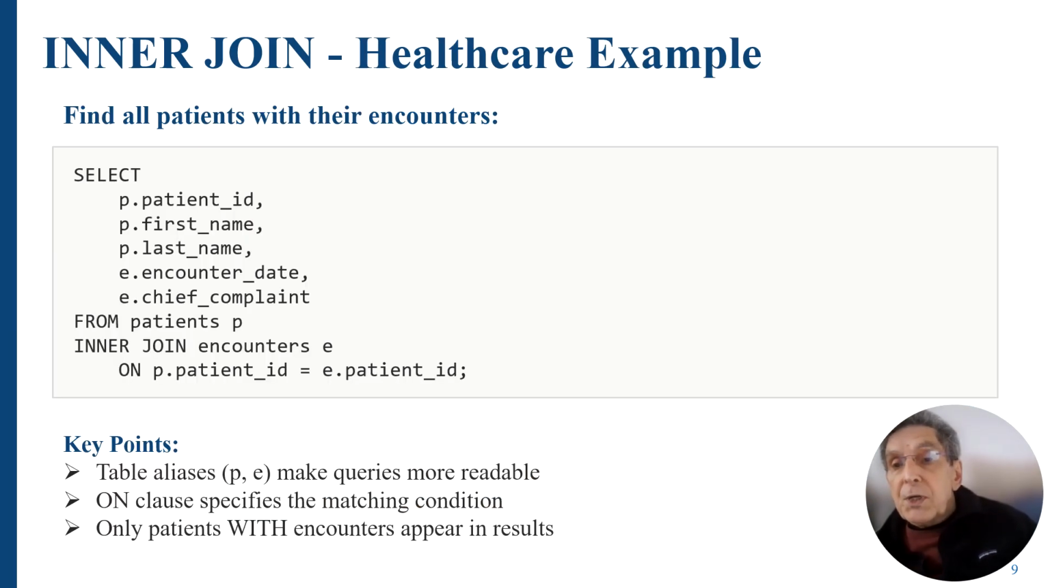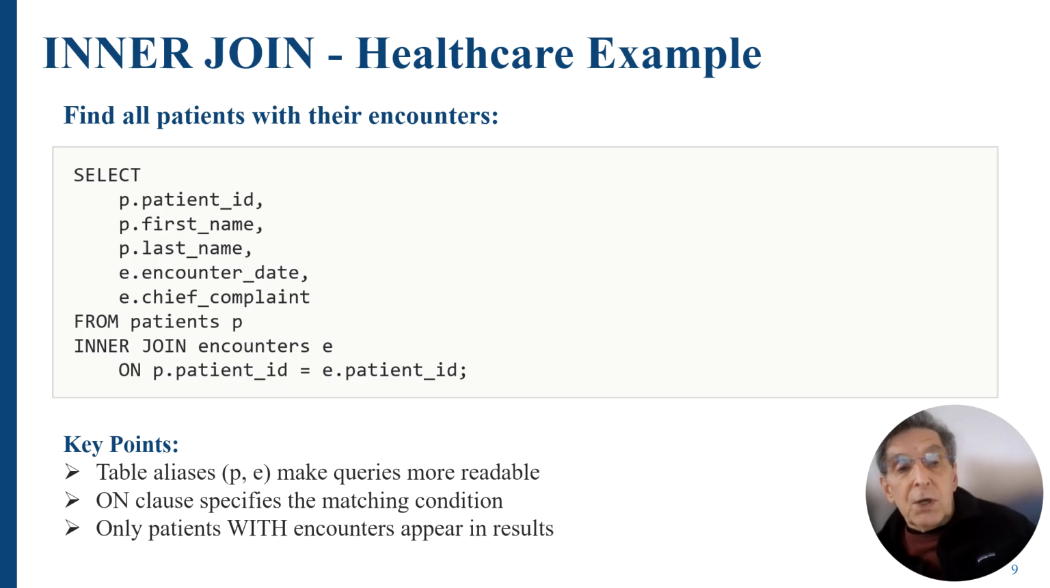Here's a practical healthcare query using inner join. We want to find all patients with their encounter dates and chief complaint. We select patient ID, first name, last name, all from the patient table. And we're going to use an alias this time. You need to learn how to use aliases because it'll keep you from having to key lots and lots of text. It's much more efficient, and it's the policy that most coders use.